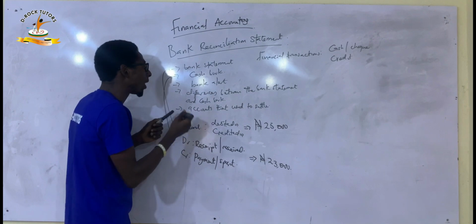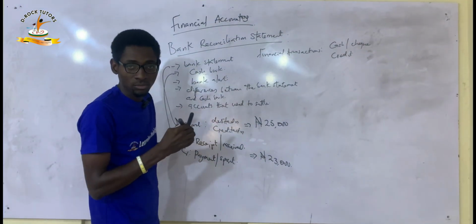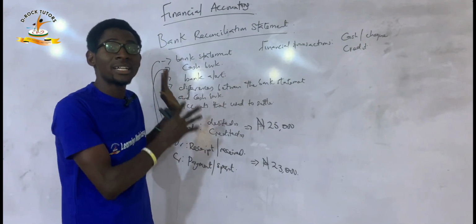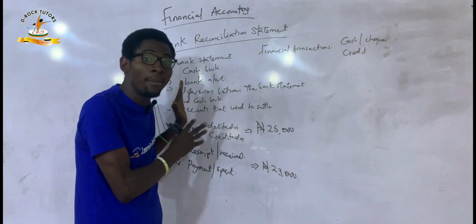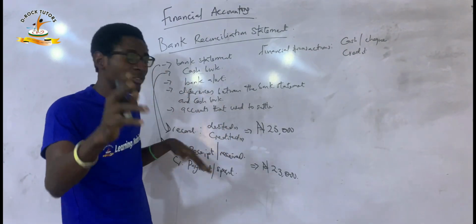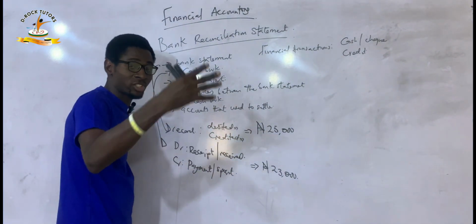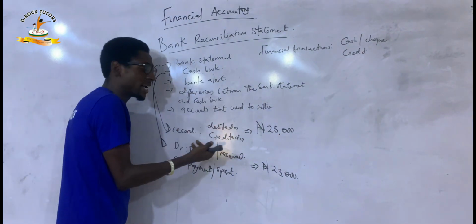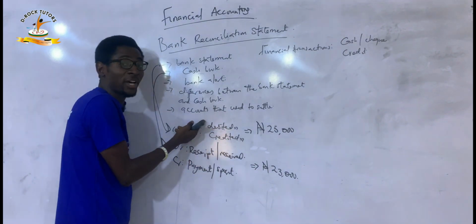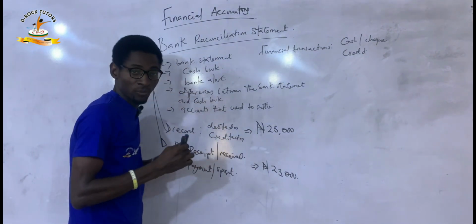So they will now talk about what is a bank alert. Now, these are the things that will be asked in your JAMB questions. JAMB will ask something that has to do with the bank statement. Like I told you, it's a record of your transaction with the bank that shows the inflow and outflow of cash.